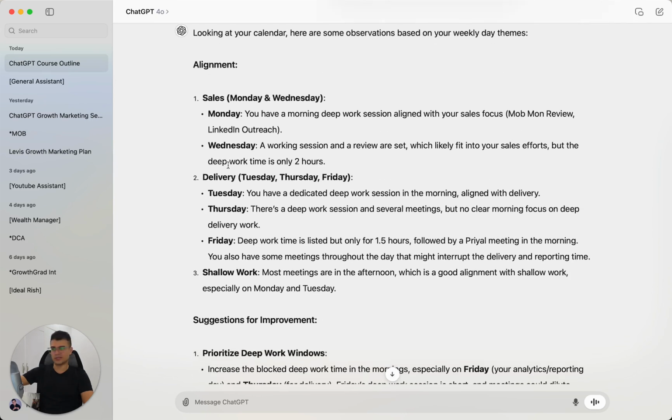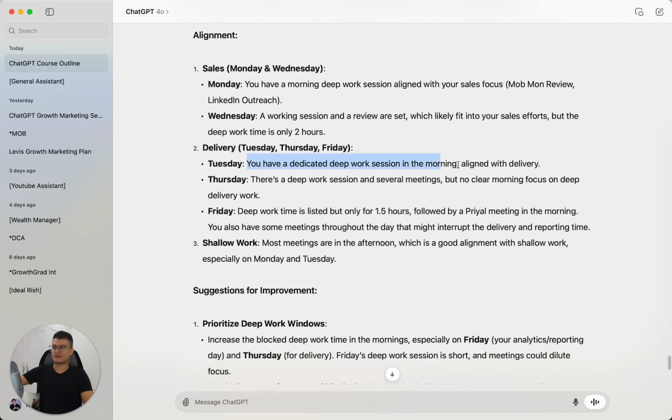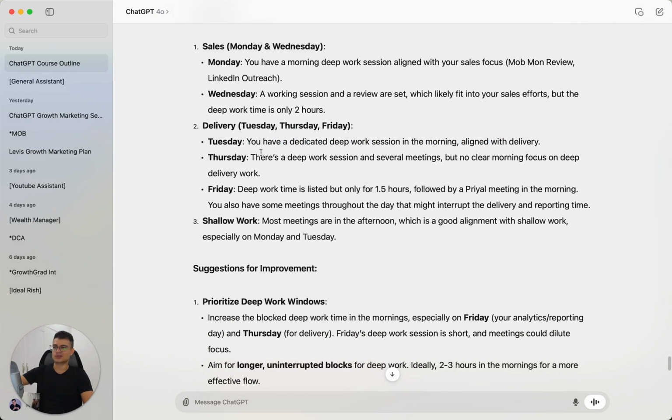That could be extended, right? So it's got me. Tuesday, you have a dedicated deep work session in the morning, which is good. Thursday, there's a work session and several meetings, but no clear morning focus on deep work. So a lot of those weeks, I'm not able to push in that deep work session in the morning, especially on Thursdays, because what happens is as the week goes by, like it rightly pointed out when I asked the question, where am I going wrong? A lot of things will just get piled up and I have to finish them on Thursday.